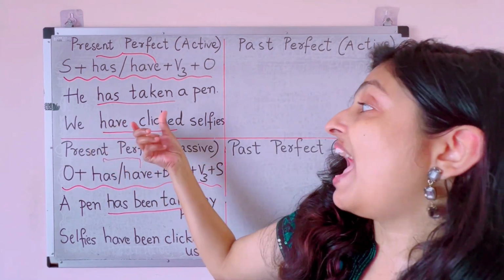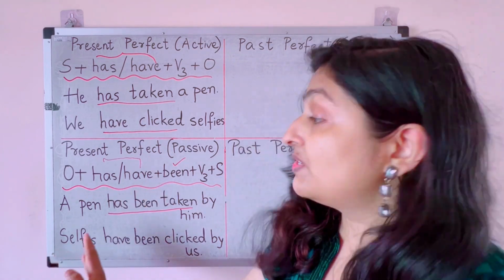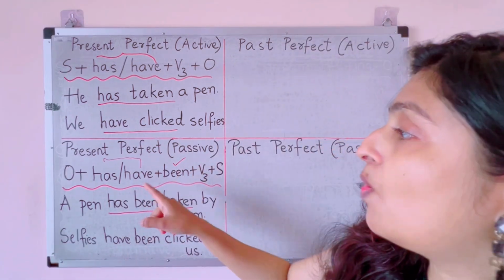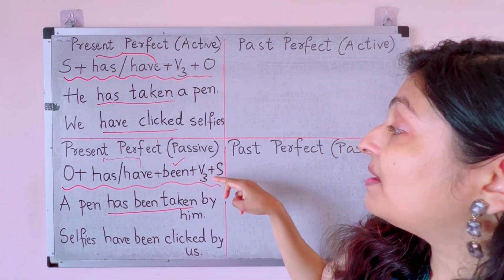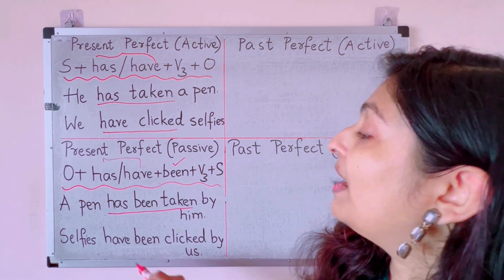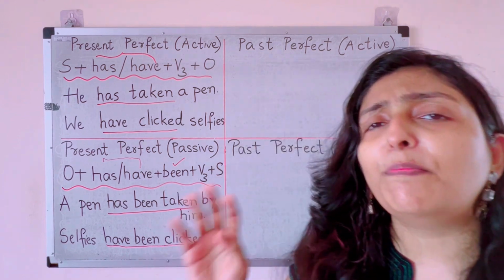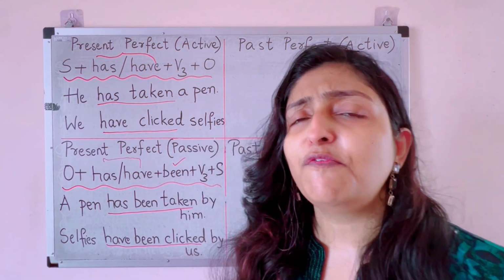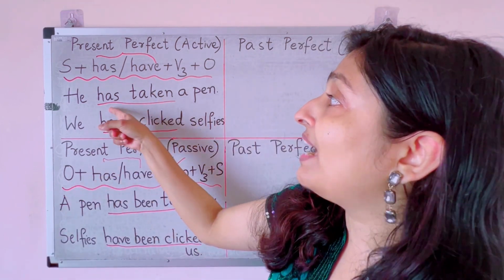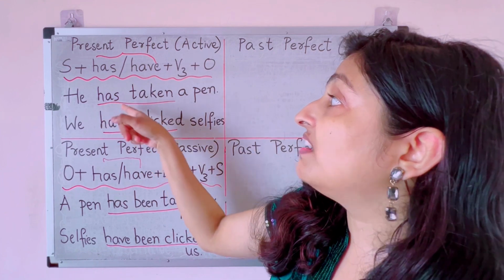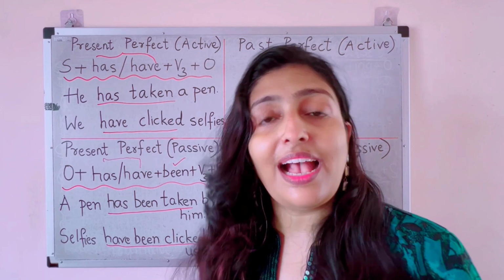Second example is we have clicked selfies. Selfies will come in the beginning. Selfies is plural, so I choose have. Selfies have been clicked by us. So the final verb is have been clicked. So it's easy to remember perfect tense, active and passive. Just add BEEN in between has and the verb. A pen has been taken by him. Selfies have been clicked by us.